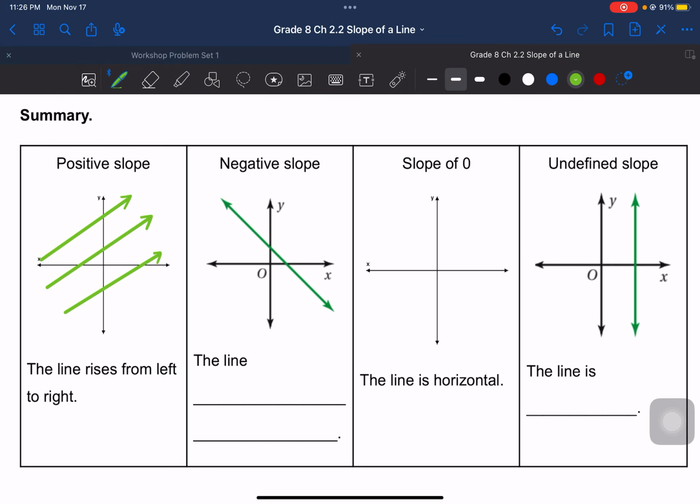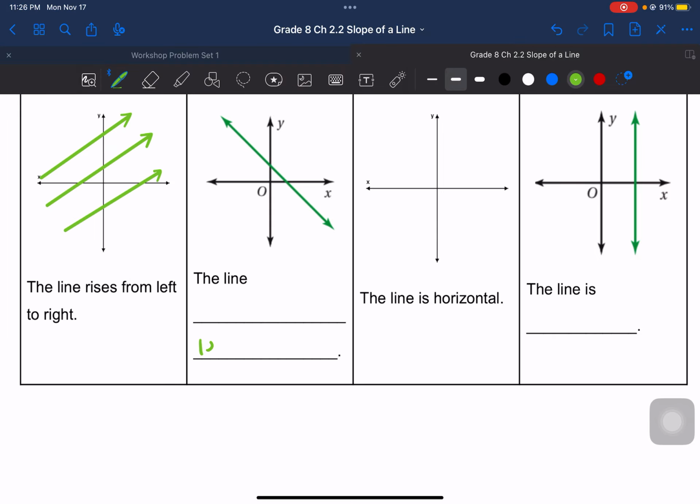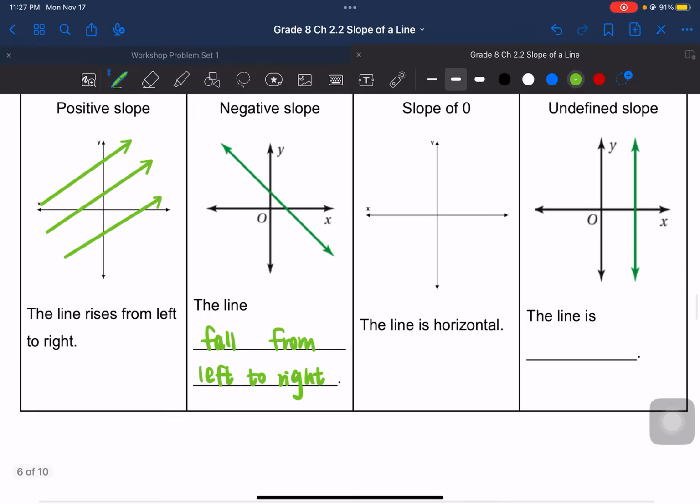And for our negative slope, remember it's also from left to right. So when it's negative, the line should fall from left to right. Which means when it's going from left to right, it's going down. It can also be here. It can also be here or there.